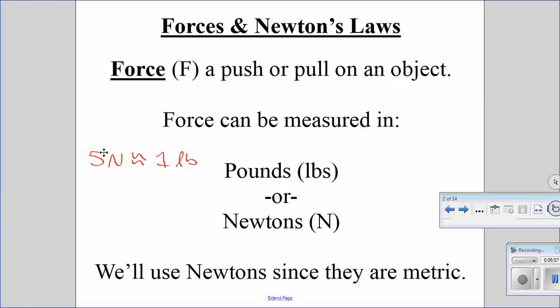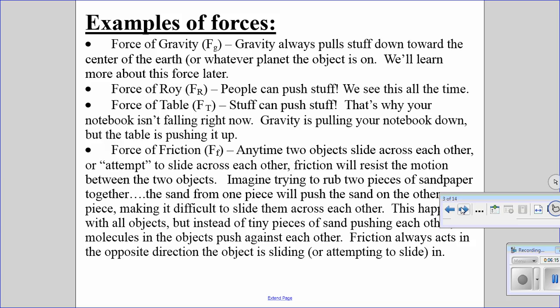Questions? All right. So we will pretty much always be using newtons in this class because of time, in the same way that we usually use meters instead of miles or feet. So, examples of forces. There are a ton of different kinds of forces in the world. You do not need to write down everything on this slide, but it describes some of the different types of forces we'll be talking about throughout the year. As we go through this chapter, we'll learn more about each of these types of forces.